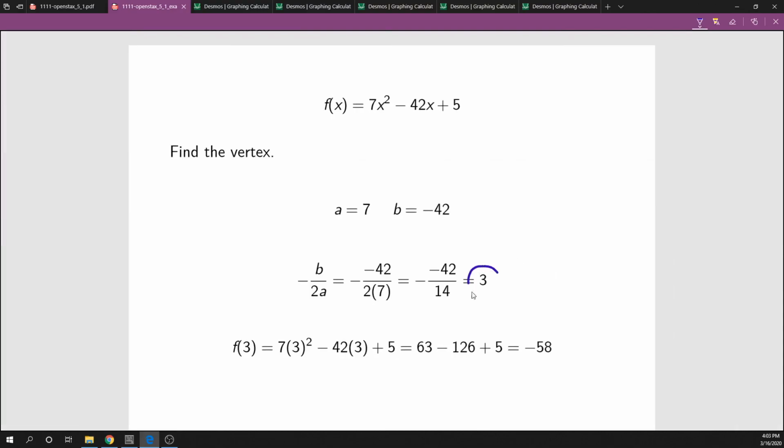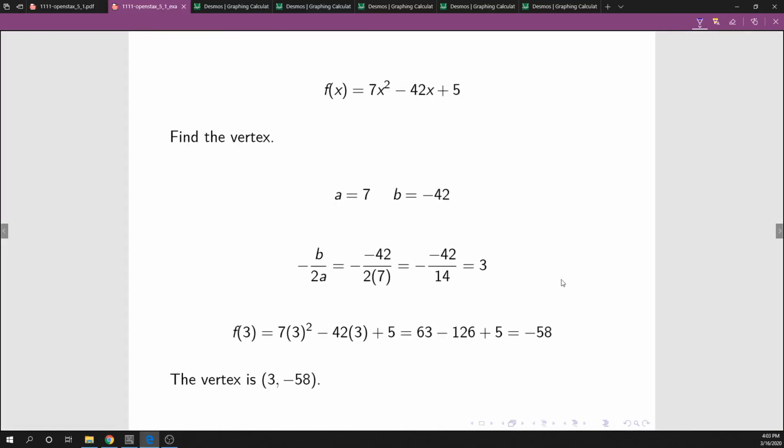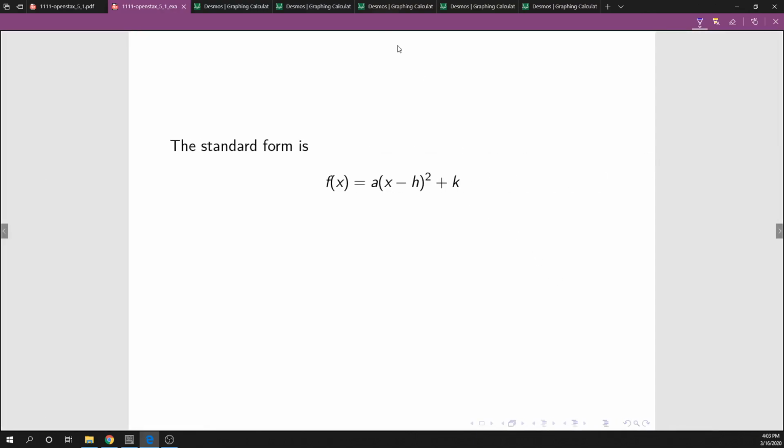Then take this 3 and plug it in here for x, and we'll get this. So 3 squared is 9, 9 times 7 is 63. -42 times 3 is -126 plus 5. That comes out to be -58 when you plug the 3 in. And so the vertex is 3, -58. Okay, so 3, -58. Let's write that down here.